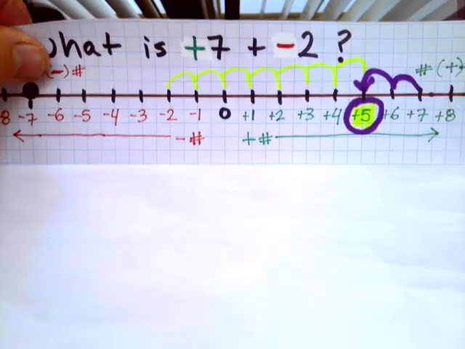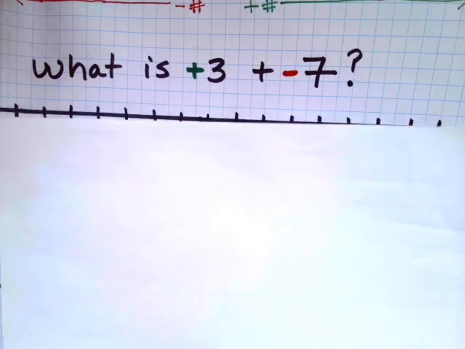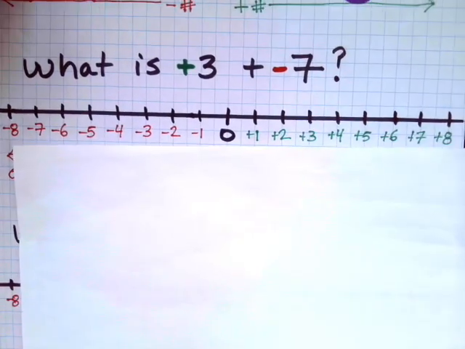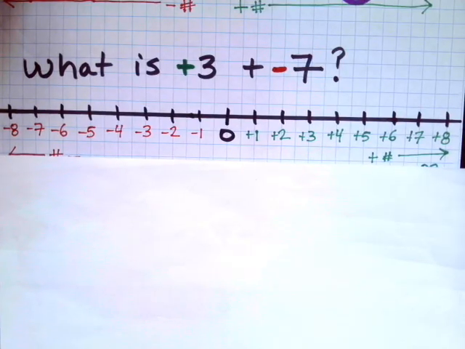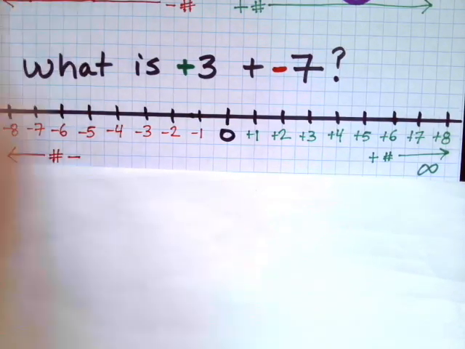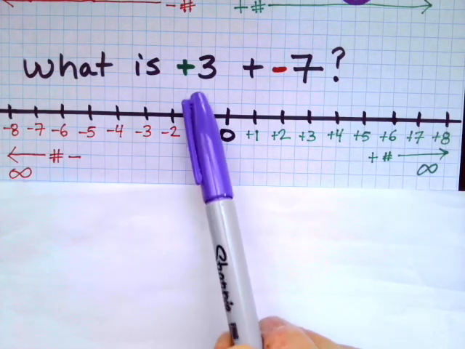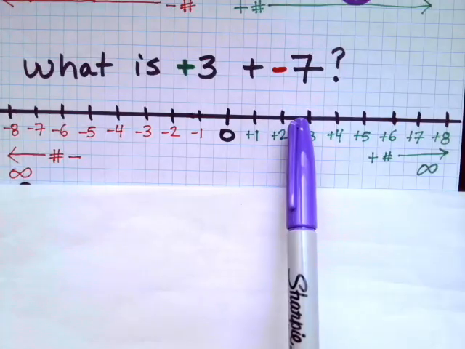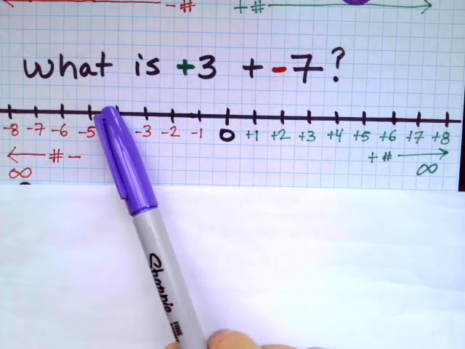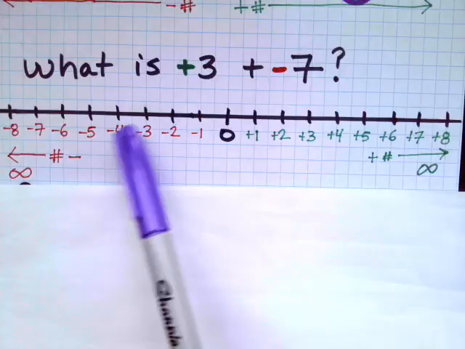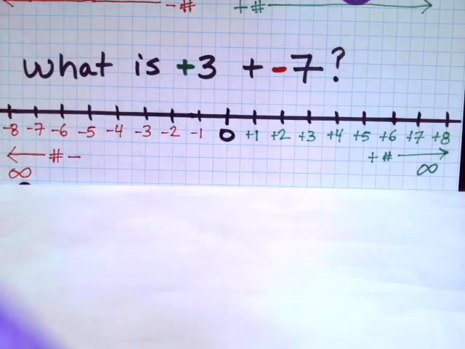So let's go ahead and take a look at the next problem. If I'm going too fast, please rewind, stop, and take your time reviewing these particular videos. So here we go. What is positive 3 plus a negative 7? Again, I can start at either spot on the number line. I can start at a positive 3 and then go 7 backwards in the negative direction. I can start at a negative 7 and then go 3 in the positive direction.